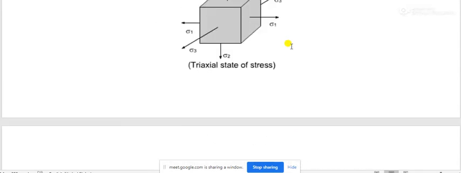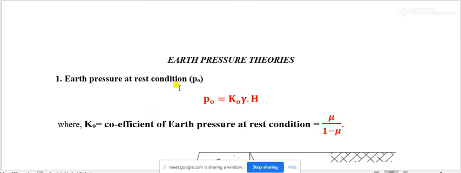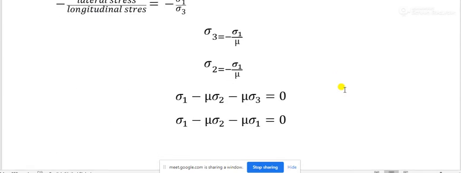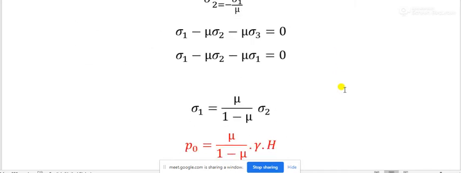Okay, in the last class, we discussed earth pressure at rest condition, and in that we derived one equation for earth pressure at rest condition, that is P0 equals K0 gamma H, and we derived the equation for K0 also. K0 is nothing but the coefficient of earth pressure at rest condition, as this is the vertical pressure due to the weight of the backfill soil, that is gamma multiplied by H. This is lateral earth pressure, and it is nothing but some portion of this vertical pressure gamma H, and that portion is K0. So K0 is equal to mu by 1 minus mu, where mu is the Poisson's ratio.